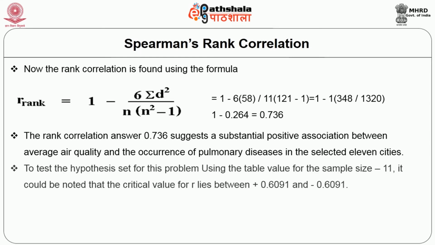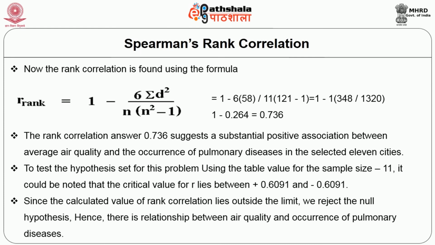To test the hypothesis set for this problem, using the table value for the sample size minus 1, it can be noted that the critical value for r lies between plus 0.6091 and minus 0.6091. Since the calculated value of rank correlation lies outside the limit, we reject the null hypothesis. Hence, there is a relationship between air quality and occurrence of pulmonary diseases.